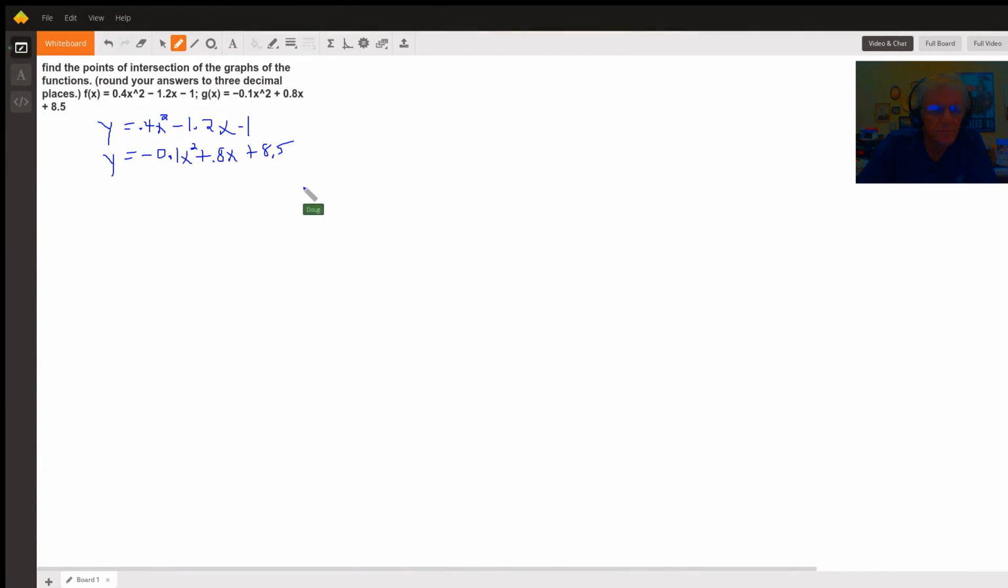This system using the substitution property, because f of x and g of x could both be replaced with the letter y. So we can say that 0.4x squared minus 1.2x minus 1 equals negative 0.1x squared plus 0.8x plus 8.5. And if you're like me, you don't like to work with decimals when you're solving equations.